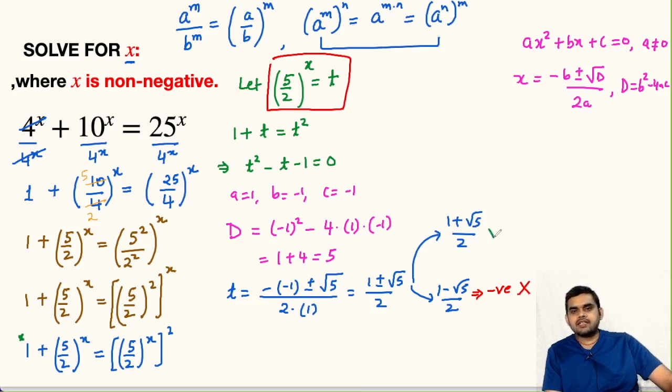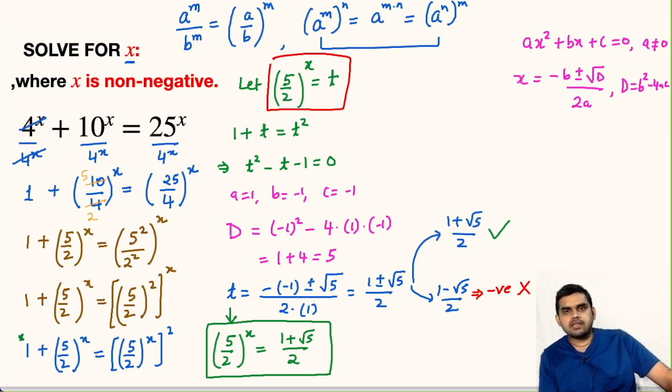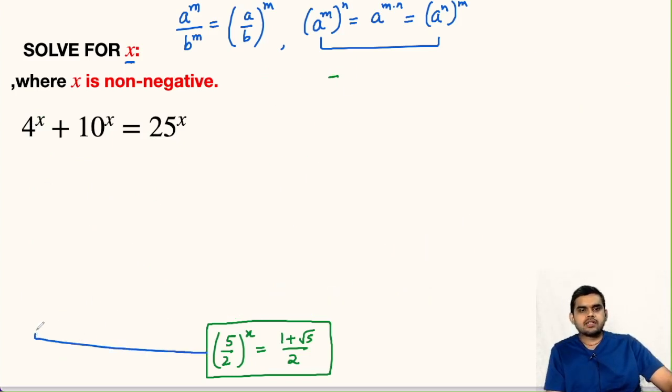Now we have t is equal to 1 plus root 5 divided by 2. We can substitute the value of t, which we assumed. So 5 by 2 whole power x is equal to 1 plus root 5 divided by 2. Now we have to solve this equation and find the value of x. For that, let me erase the whiteboard. So we can start solving here.